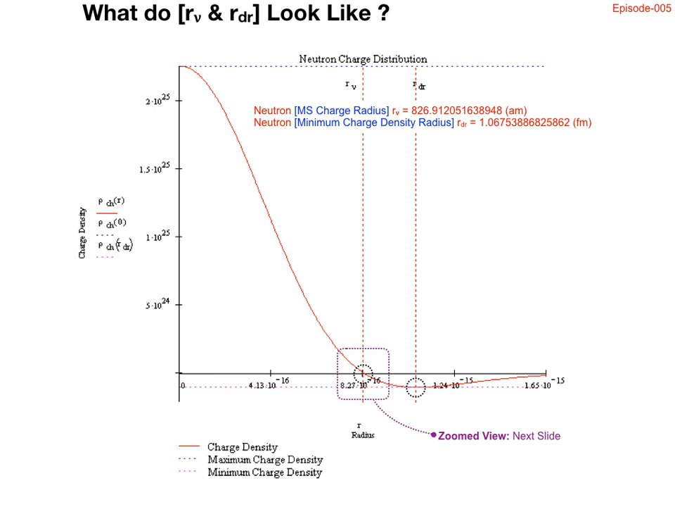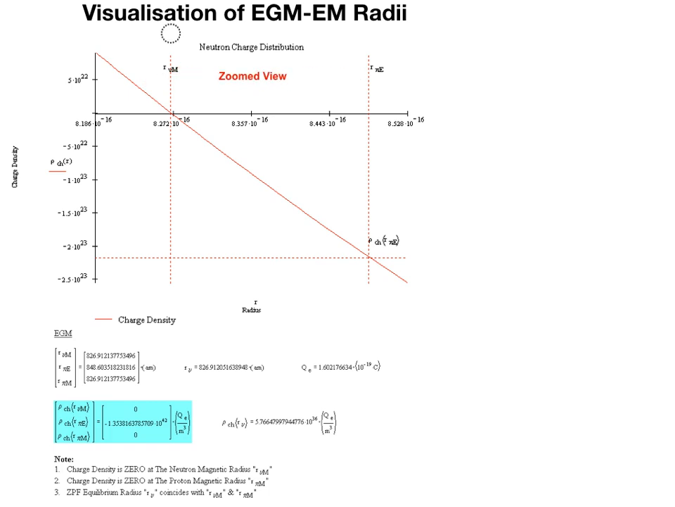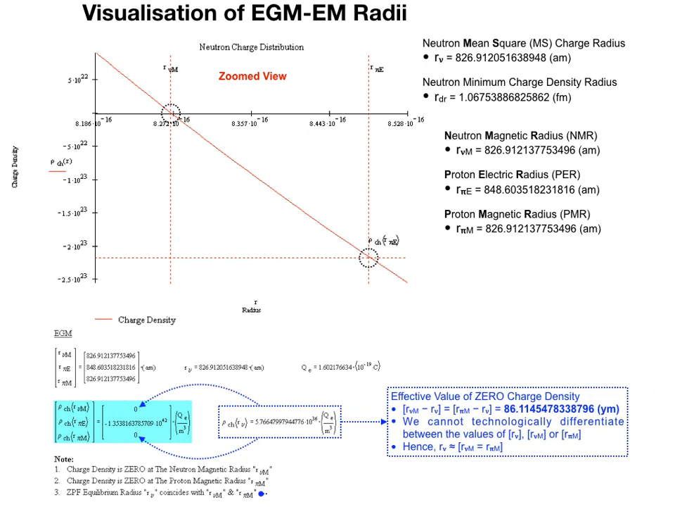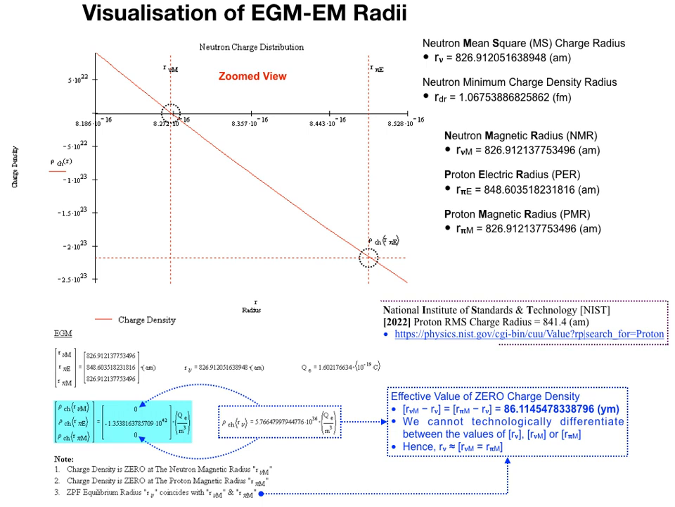Okay, let's now take a look at the zoomed view indicated on the next slide. Numerous important features exist in this zoomed view. By studying the graphical output, we can see that the neutron magnetic radius equals the proton magnetic radius, and both phenomena yield zero charge density at the same radii.